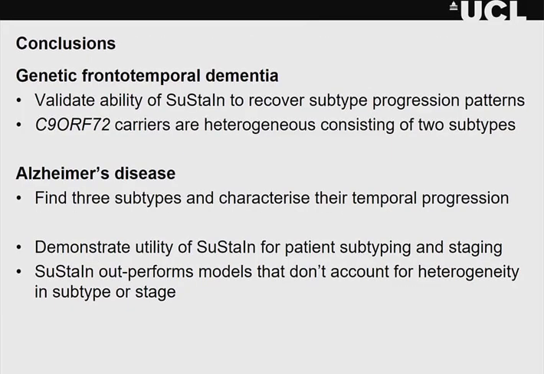So I will just conclude very quickly. In genetic frontotemporal dementia, we validate the ability of SuStaIn to recover subtype progression patterns, further finding that carriers of mutations in C9orf72 are heterogeneous, consisting of 2 subtypes. In Alzheimer's disease, we find 3 subtypes and characterize their temporal progression. And in both diseases, we demonstrate the utility of SuStaIn for patient subtyping and staging, as well as that SuStaIn can outperform models that don't account for heterogeneity in either subtype or stage.